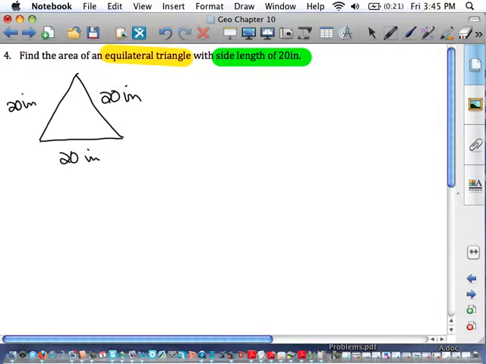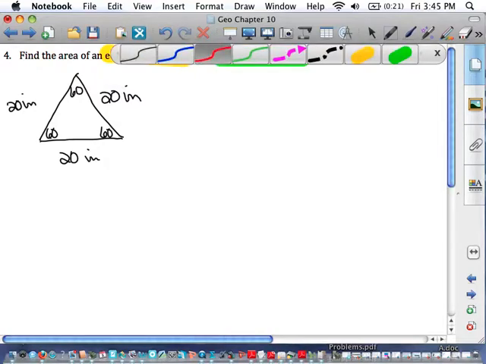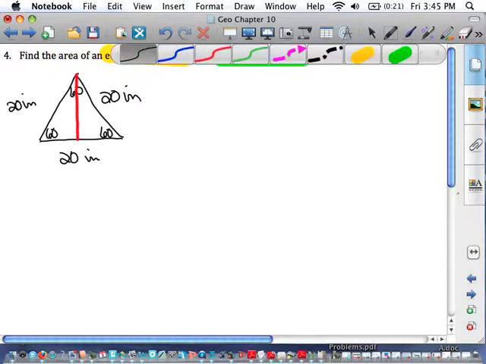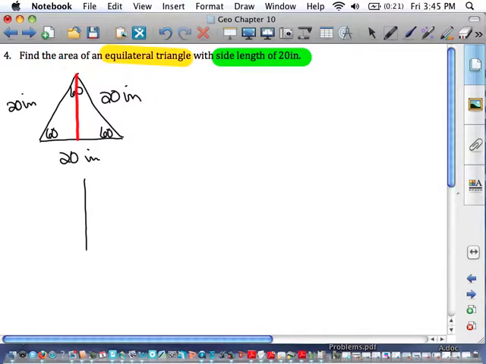Remember, an equilateral triangle has 3 equal sides and 3 equal angles. Therefore, each of these angles is 60 degrees. So when I construct the altitude of this triangle, it actually bisects that and divides it into 2 congruent triangles, each of those being a 30, 60, 90 triangle. So if the side length is 20, then half of it is 10.